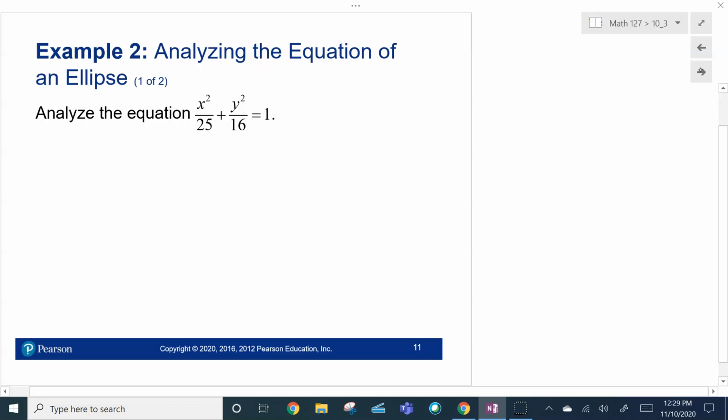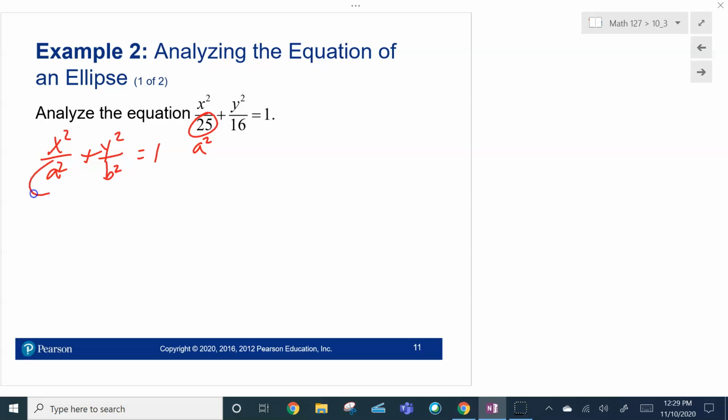All right, analyze the equation. We've got x squared over 25 plus y squared over 16. Notice 25 is bigger than 16, so I know a is bigger than b, and that's my a squared right there. So this is of the form x squared over a squared plus y squared over b squared equals 1, which means the center's at (0, 0) and the major axis is on the x-axis. The major axis is horizontal. I know a squared is 25, so a is 5. b squared is 16, so b is 4.